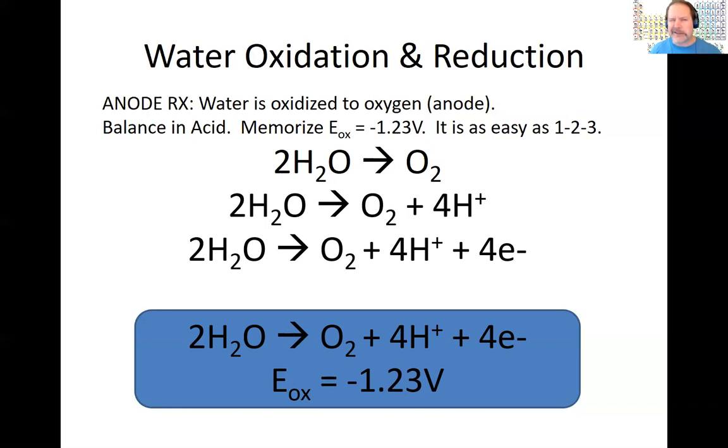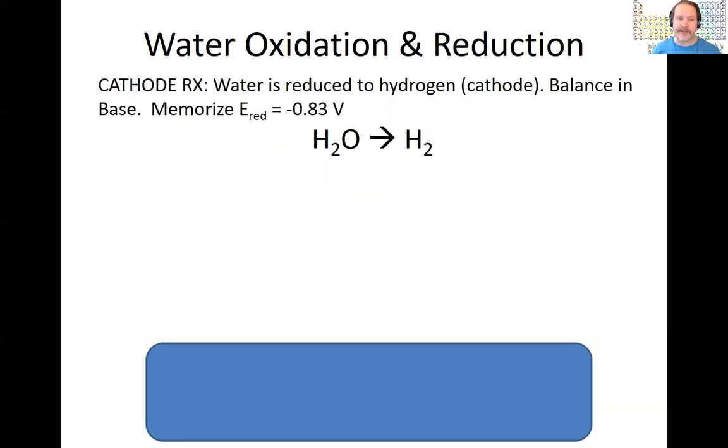A little bit harder at the cathode, but great practice. You need to do this. Water's reduced to hydrogen, so we better gain electrons. Put them on the reactant side, but follow the rules. Follow the rules. I'm going to balance in acid first. I always think this is easier. It's another step or two, but it's easy to handle.